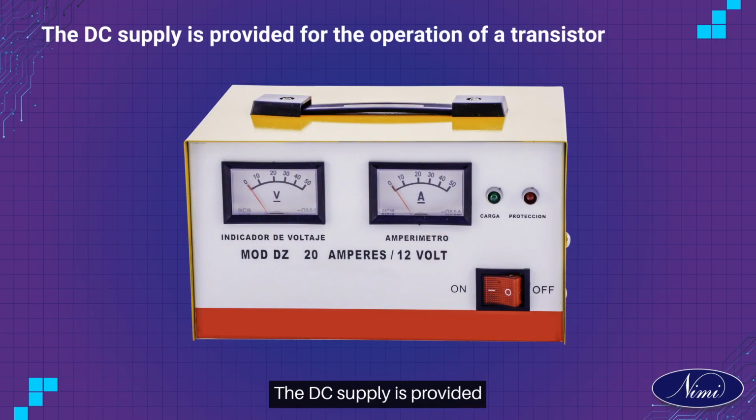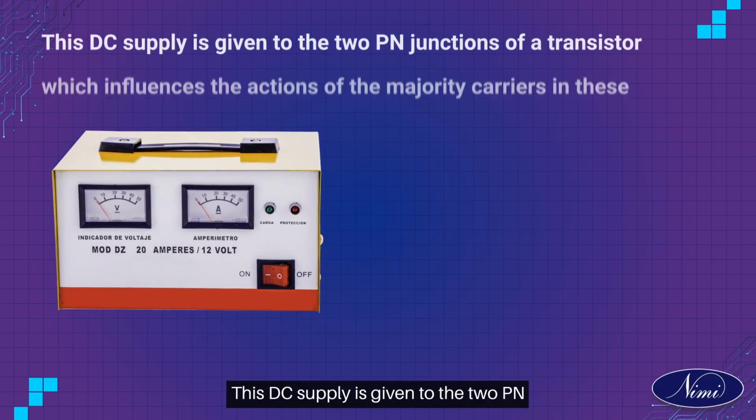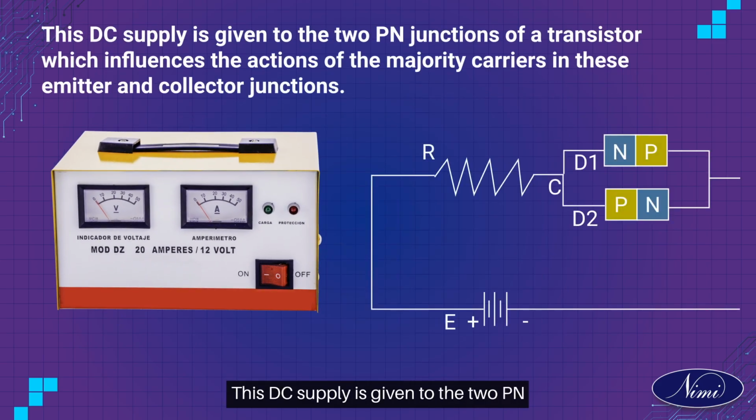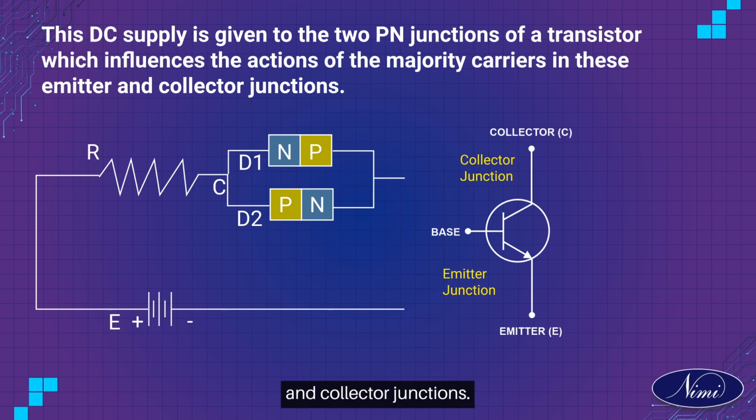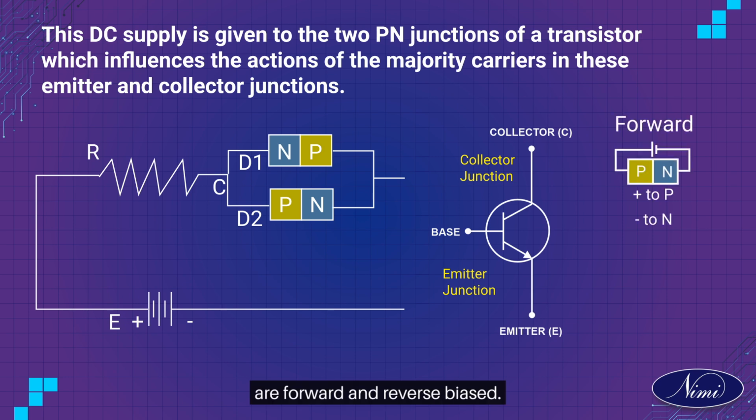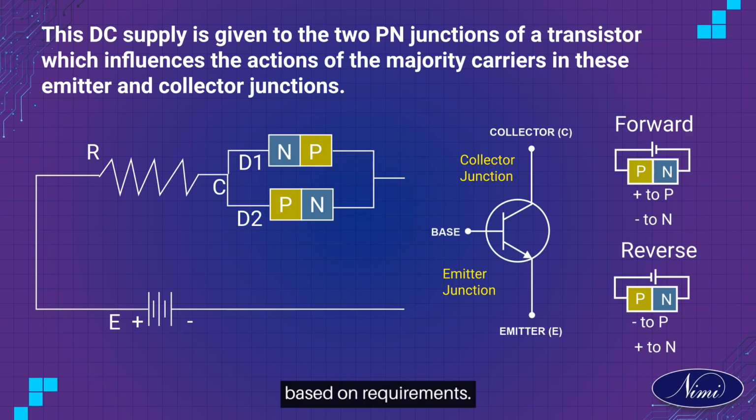The DC supply is provided for the operation of a transistor. This DC supply is given to the two p-n junctions of a transistor, which influences the action of the majority carriers in these emitter and collector junctions. The junctions are forward and reverse biased based on our requirements.